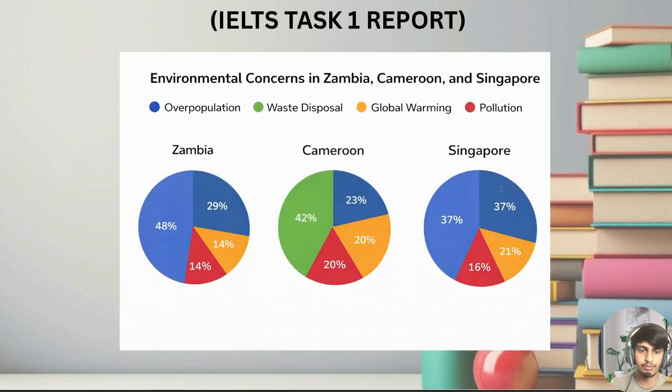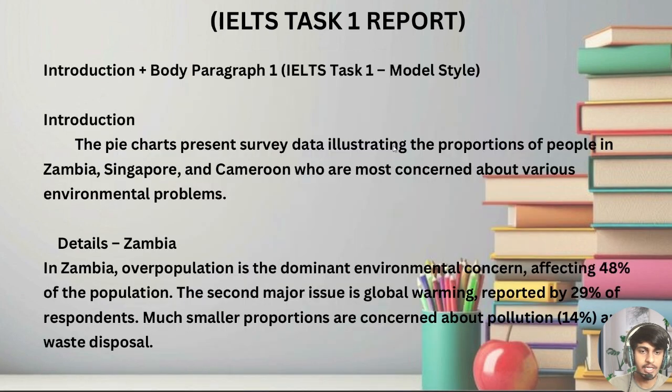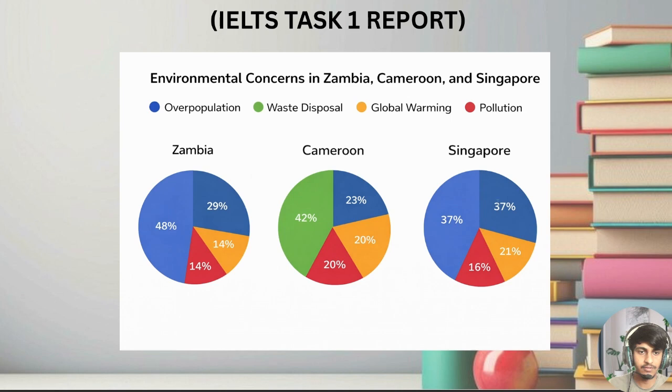So now we move to page number 1, which is a pie chart image. First look at the visual on the screen. We have 3 pie charts with the title environmental concerns: Zambia, Cameroon and Singapore. The 4 issues shown are overall population, green is waste disposal, yellow is global warming, and red is population. Each pie chart represents 100% of people in that country.